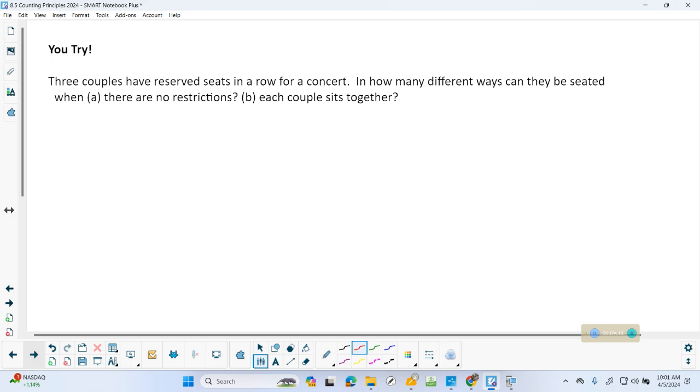Okay, A of course is easier. First question for you, 3 couples. How many total kids is that? 6. So there's no restrictions. So how many kids of the 6 do you have to pick from for the first seat? It's just 6 factorial. So 6 factorial, or type that in, whatever you want to do. First answer. Now I do think B is a little trickier.